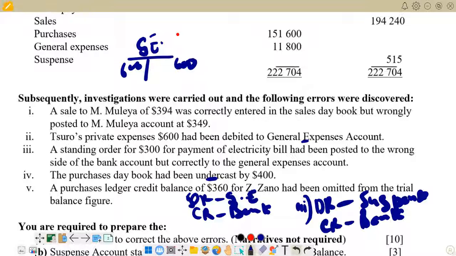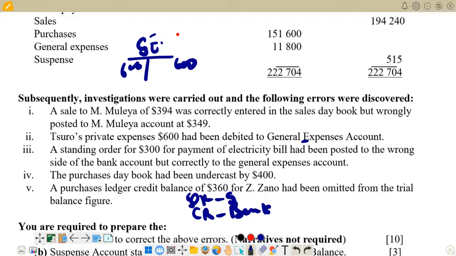This error is only going to affect the purchases account, and it's going to affect the balancing of the trial balance, because when it was undercast, it means the total figure in the purchase table was the one that was incorrect, but the individual accounts, when they were posted to the ledger, were correct. So the purchases account is the only one which is wrong there. To correct it now, we need to put the difference, which is 400, on the table. Remember, the purchases account is a normal debit balance.